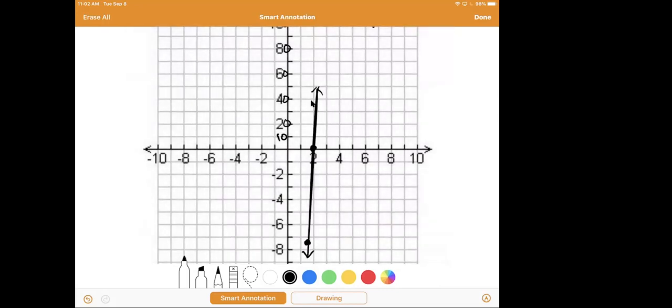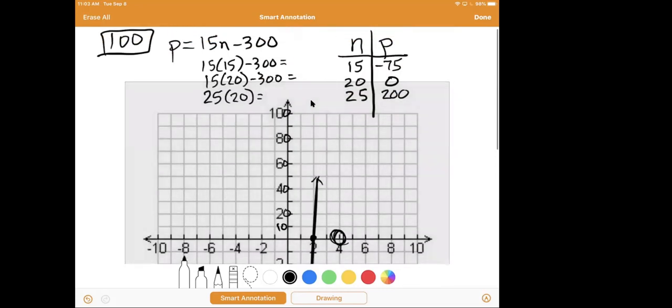Then it says, from the graph, estimate his profit if he sells 40 dozen in a month. Well, 40 dozen, that would be 40, and that's going to be so far off the charts that we can't even really graph it. So probably the easiest thing to do would be to go to the equation, put in the 40, and calculate it.